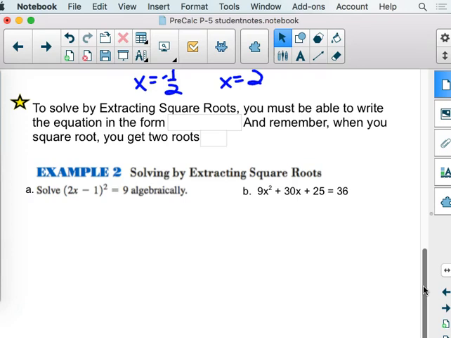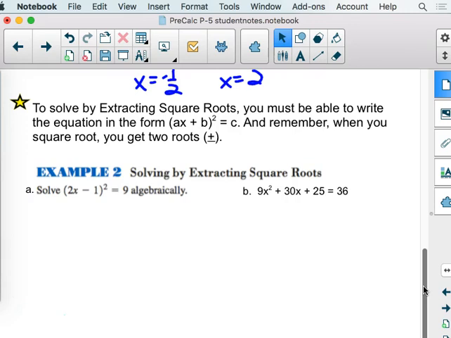So to solve by extracting square roots, you must be able to write the equation in the form something squared equals something. Because if we have something squared, we can just take the square root of both sides. And that'll start that first process of solving. And remember, whenever we write that square root symbol, we have to remember plus minus. These problems do not come all made for us as principal roots. We have to remember plus and minus.